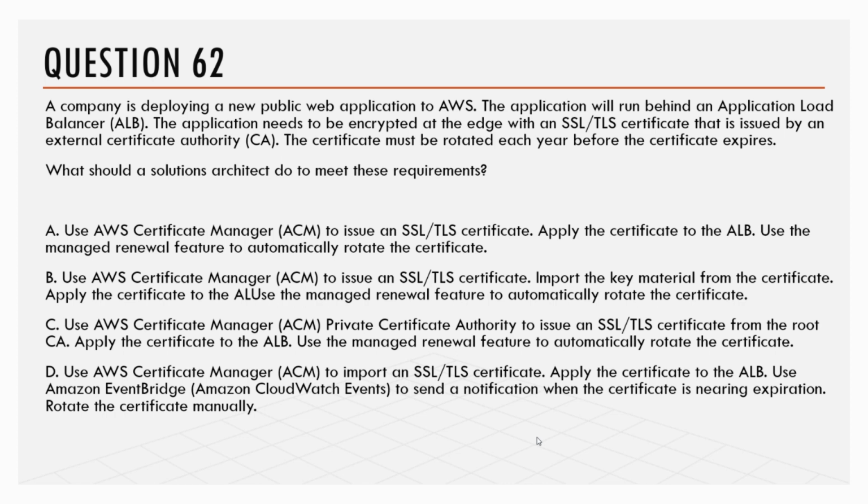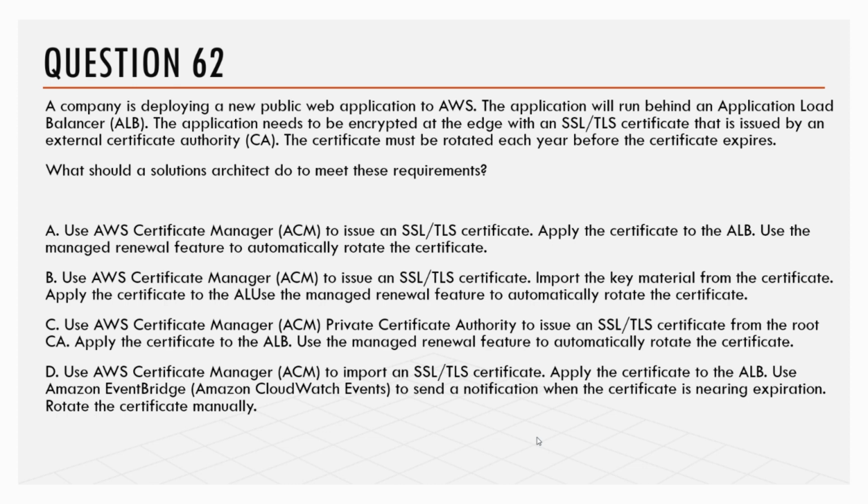And the options are A. Use AWS Certificate Manager to issue an SSL/TLS certificate. Apply the certificate to the ALB. Use the Managed Renewal feature to automatically rotate the certificate. Option B. Use AWS Certificate Manager to issue an SSL/TLS certificate. Import the key material from the certificate. Apply the certificate to the ALB. Use the Managed Renewal feature to automatically rotate the certificate.